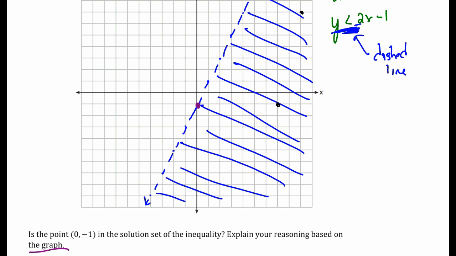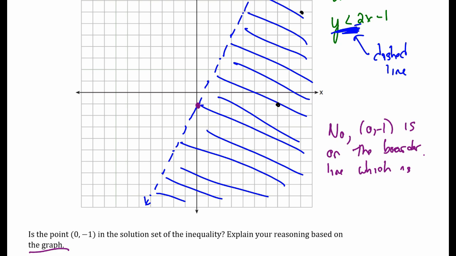So there's two ways you could do this. You could take that point and plug it in, but that's not based off the graph. Based off the graph means I have to look at the graph and explain my reasoning using the graph that I just constructed. The answer is no, it's not, because it's on a dashed line. No, (0, -1) is on the borderline, which is dashed. The line being dashed means it's not in the solution set.